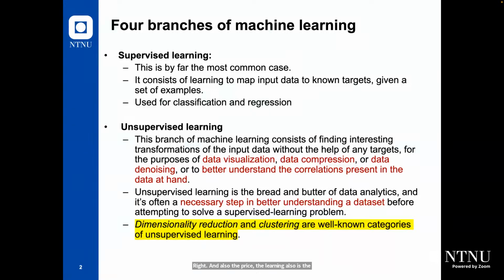Unsupervised learning also is the bread and butter of data analytics, and it is often a necessary step in better understanding data sets. It's important to understand the data using unsupervised learning. Dimensionality reduction and clustering are well-known categories of unsupervised learning. Dimensionality reduction is very important. When you are working with a high-dimensional data set, you can try to reduce the dimension using an autoencoder, which is unsupervised learning, though it can be trained in a supervised learning approach. Clustering techniques are also unsupervised because we cluster the data based on the inputs, not based on the outputs. I don't have any targets. I don't have any clusters, any classes, but I will cluster it based on the input features.